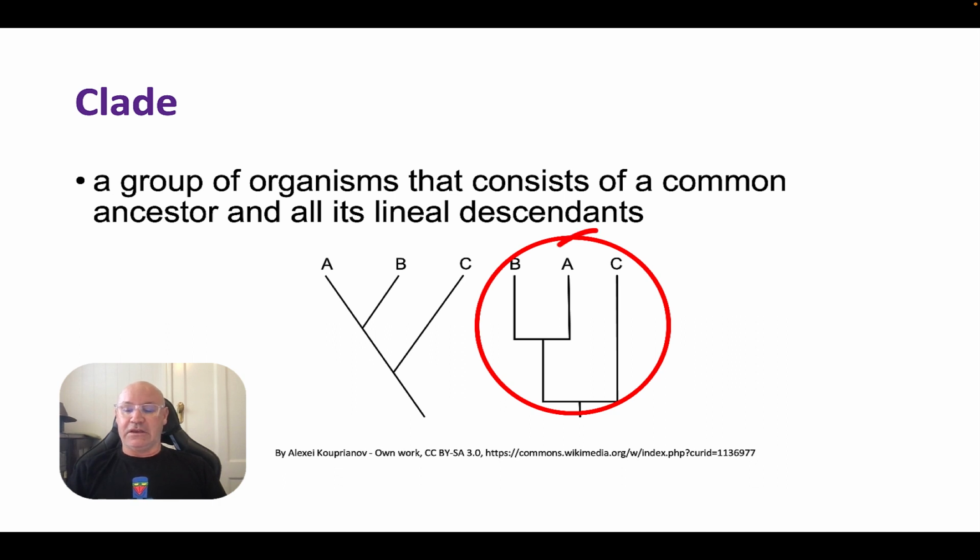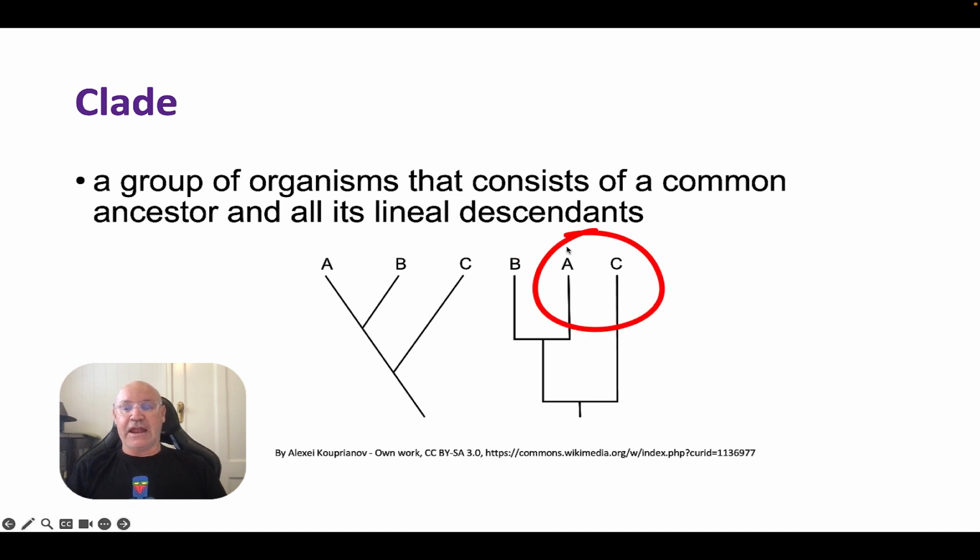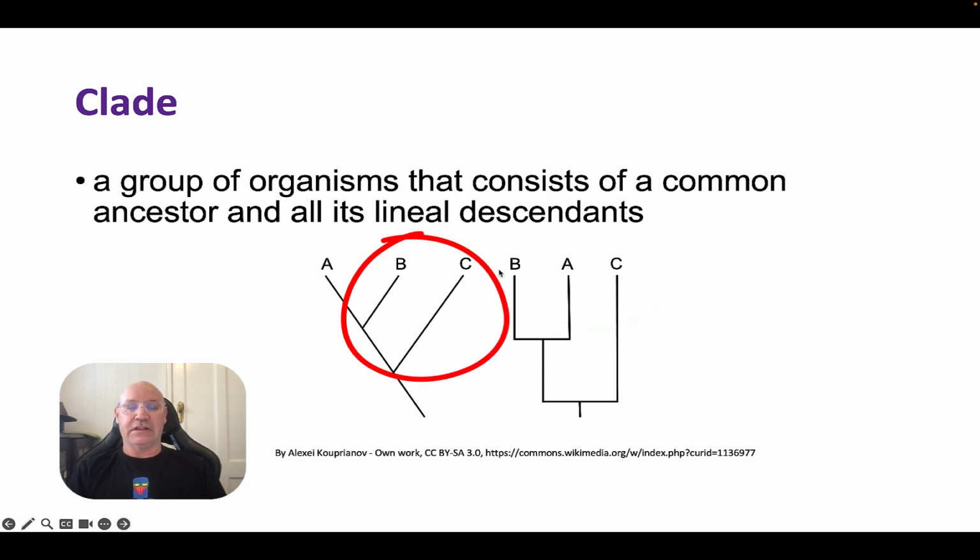What's not a clade though? We wouldn't say that A and C are a clade. We wouldn't say that B and C are a clade. Okay, it's got to be all of its descendants and the common ancestor.